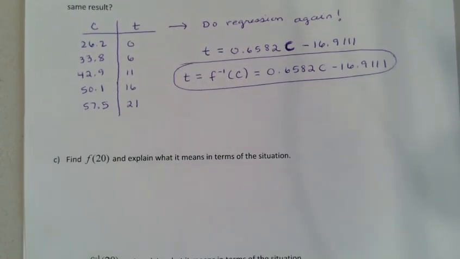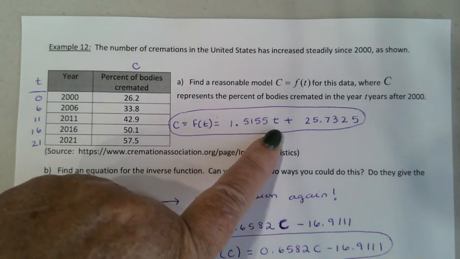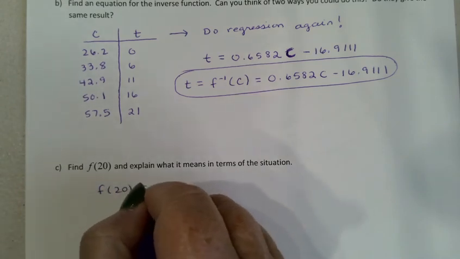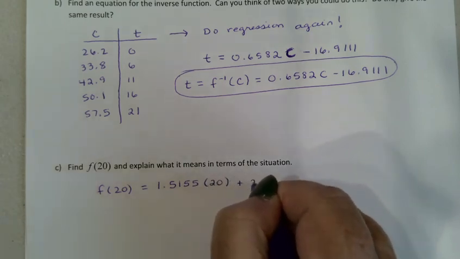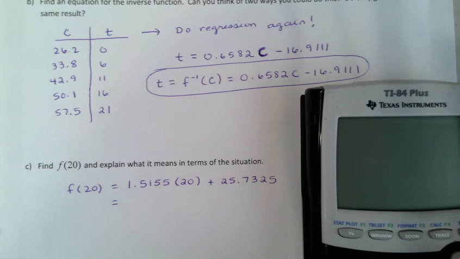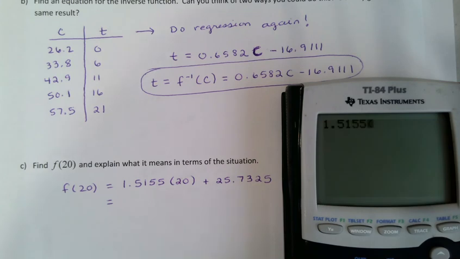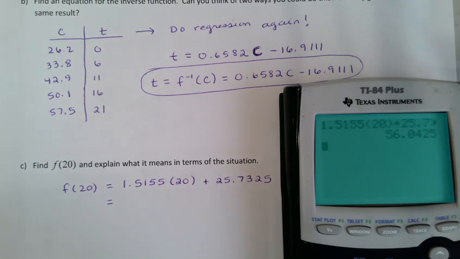All right, we're going to answer a couple questions about these functions and the inverse to wrap up this section. So first of all, it says find f of 20 and explain what it means. So let's see, that means I'm using my original here and plugging in 20. So f of 20, and let's see what it comes out to. I get about 56, in fact. I'm going to leave it at that.